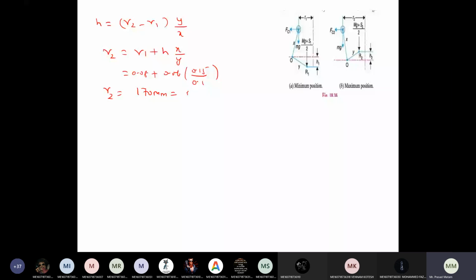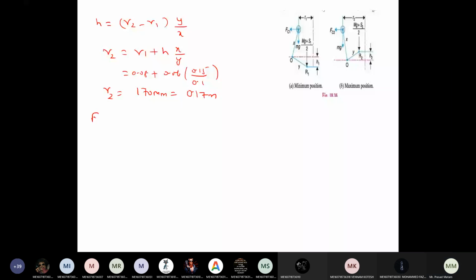0.17 meter. Now let us try to find out the maximum speeds and minimum speeds N1 and N2 values. N1 already given, minimum speed. Now let us try to find out the N2 value. So from maximum speed of rotation, let us try to find out the similarly N2 value.